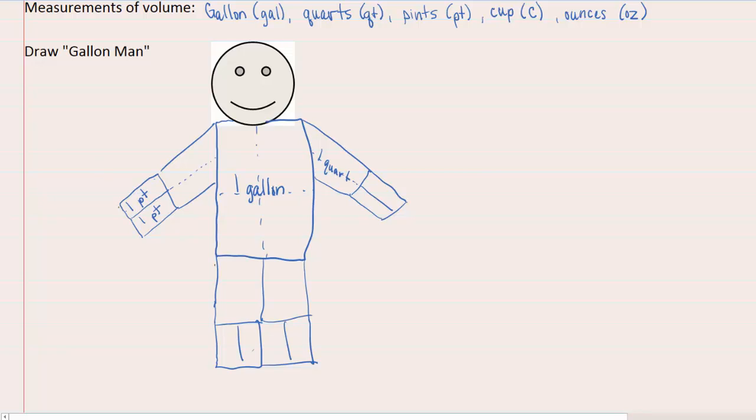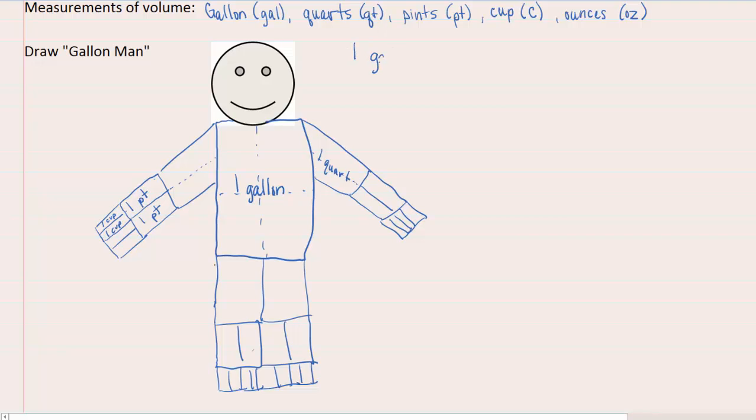Then if we further divide a pint, each pint is divided into 2 cups. Which means that all of the pints divided into cups would give us all of the cups for the gallon man. So let's write a summary of what we just did.